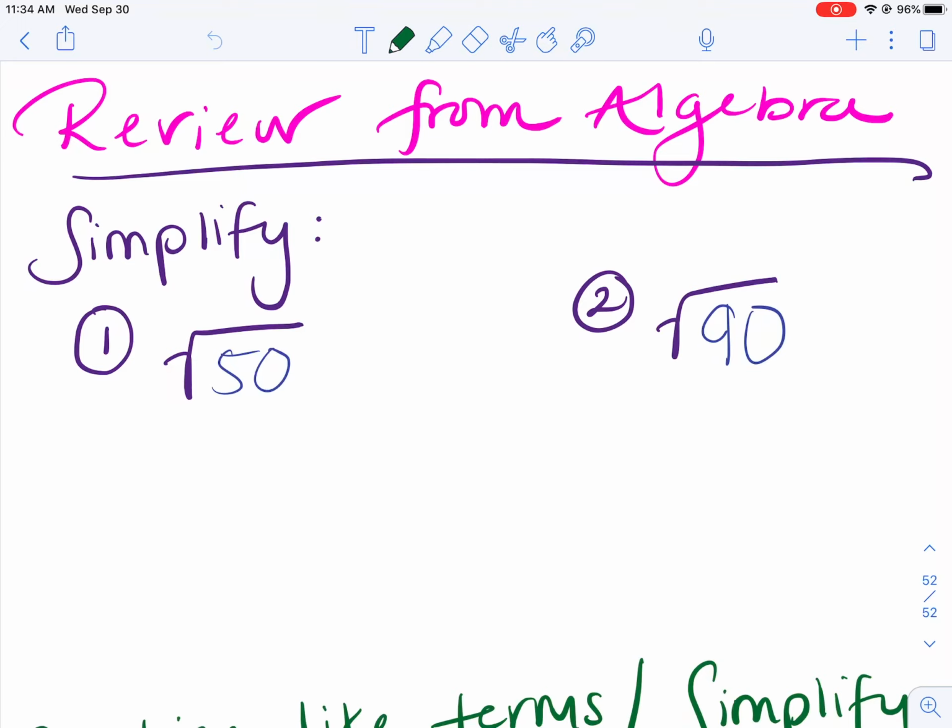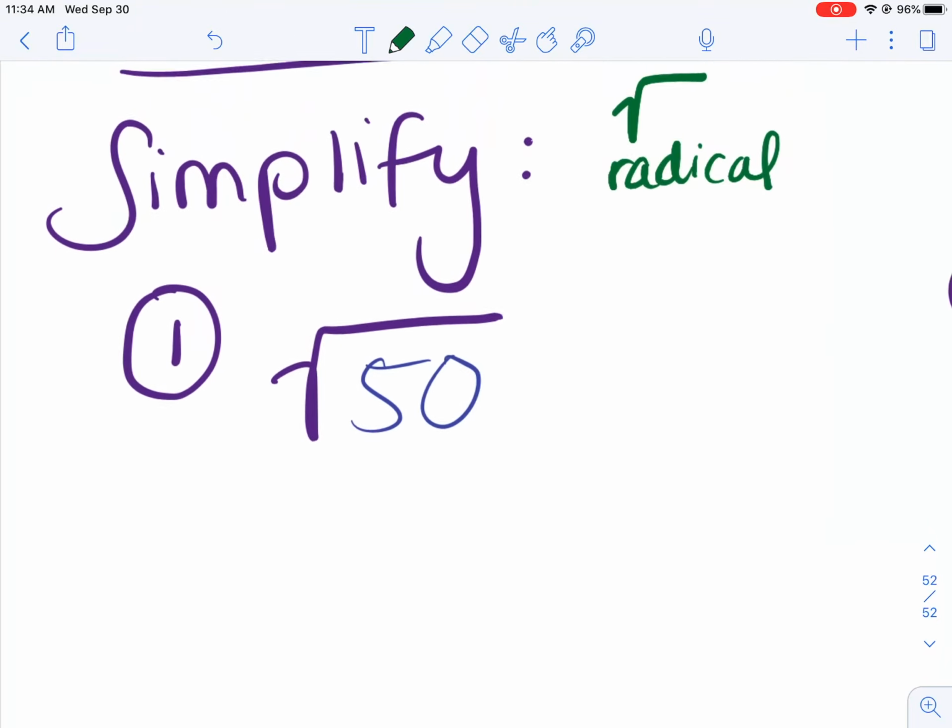So I wanted to first review how to simplify radicals. Remember, a radical is when we have this neat symbol here. It could be a square root, it could actually be a cube root. And I want to go through the steps that we talked about in class. So let's start with an example, square root of 50.